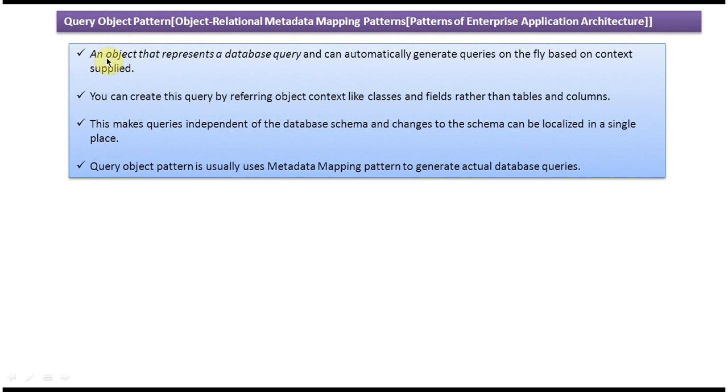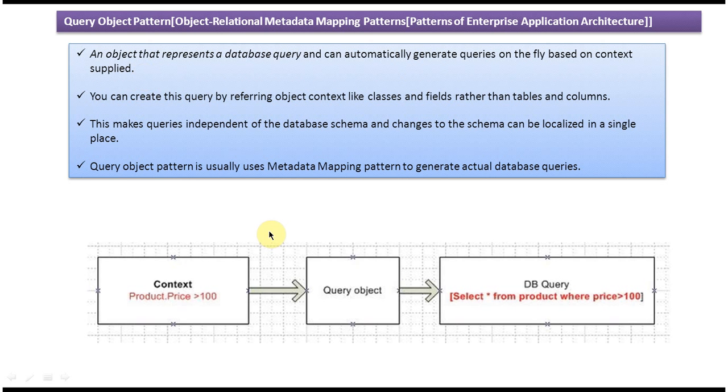This is an explanation. An object that represents a database query and can automatically generate queries on the fly based on the context supplied. We will see what it means with one simple diagram. So you can see a query object. This query object represents a database query, and it can automatically generate queries on the fly based on the context supplied.